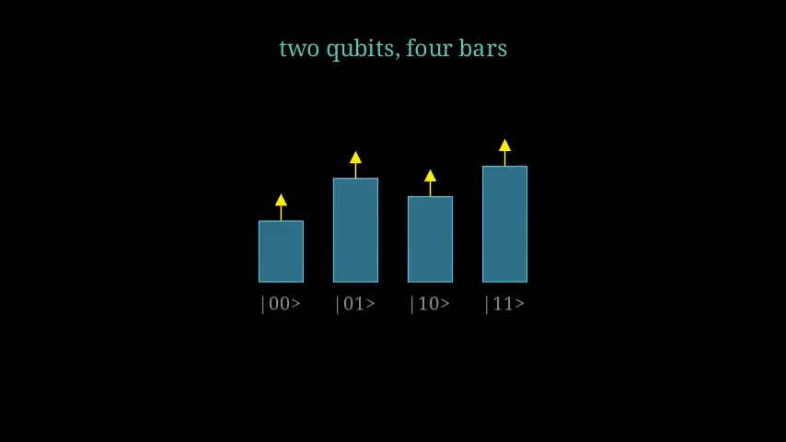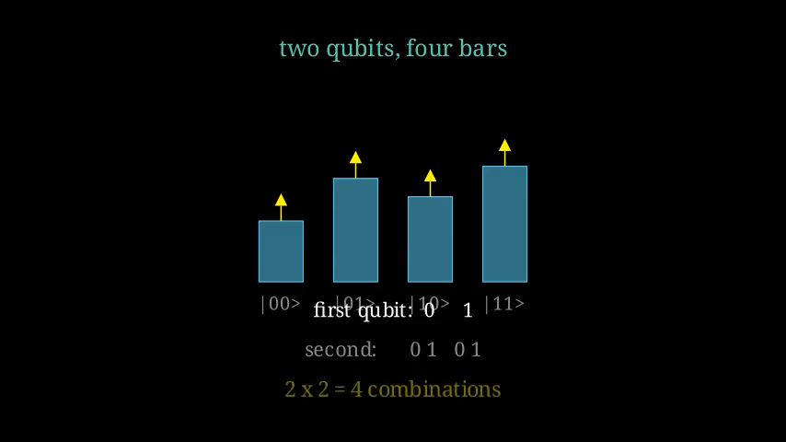Wait, why 4? I would have guessed 2 plus 2. Where does the multiplying come from? Because each basis state of the pair is a joint choice, a value for the first qubit together with a value for the second. 2 choices for the first times 2 for the second gives 4 combinations. Add a third qubit, and it is 2 times 2 times 2, which is 8. Every qubit you add doubles the count of amplitudes.